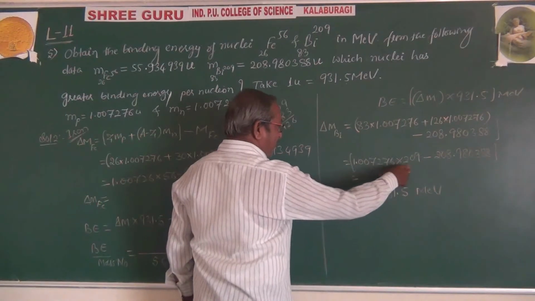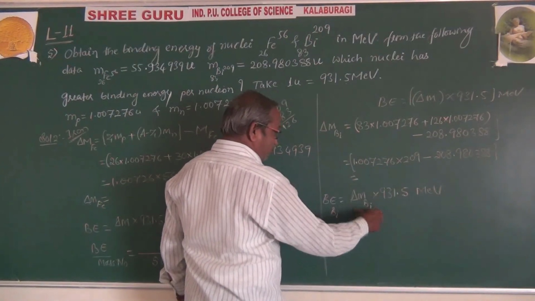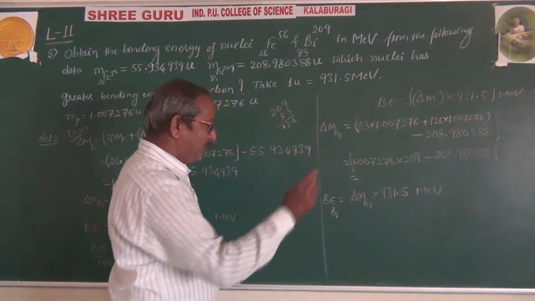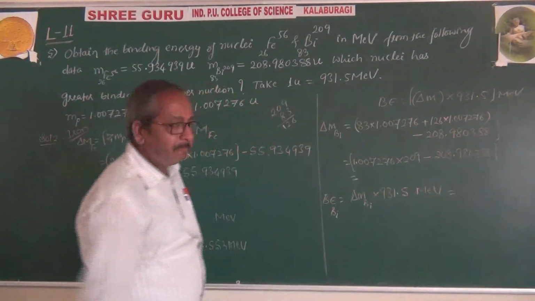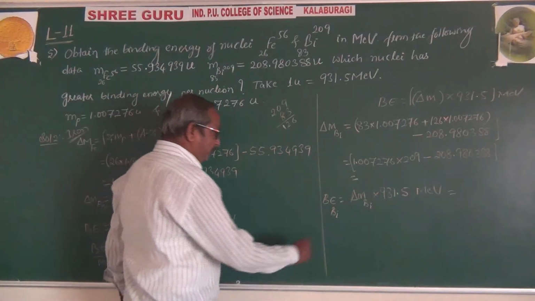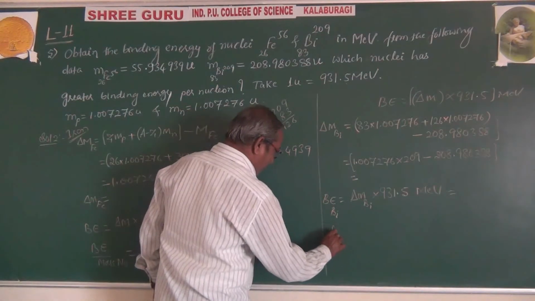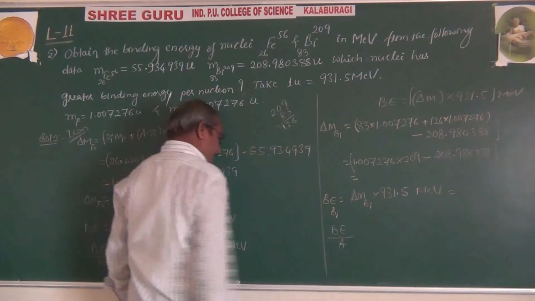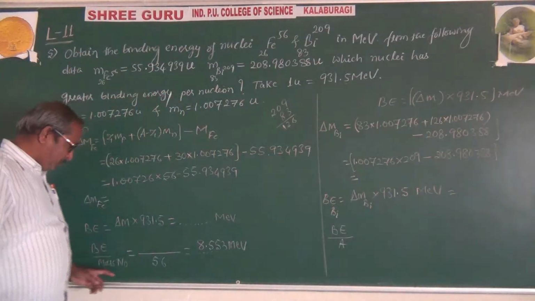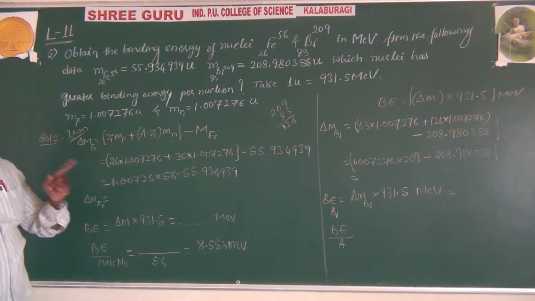Whatever value comes here, substitute it here. Substitute, multiply, and write it here. That is the binding energy. Then later the binding energy per nucleon. Binding energy per nucleon means divided by A. A is the mass number. Whatever mass number you write, that is the symbol A.